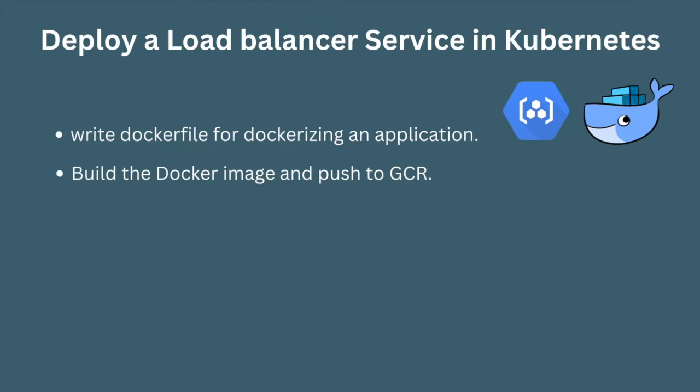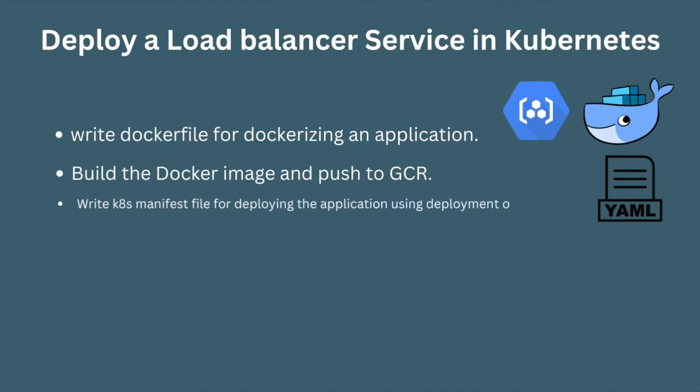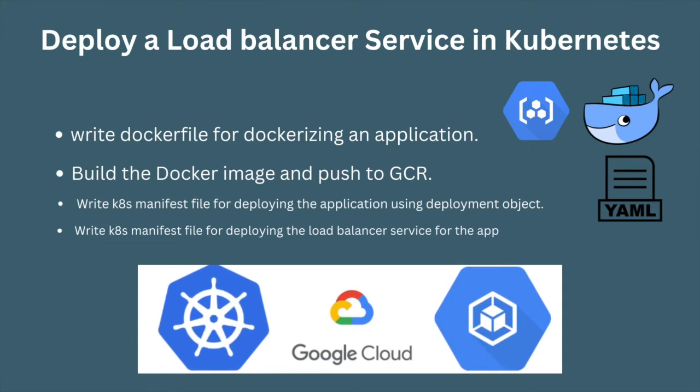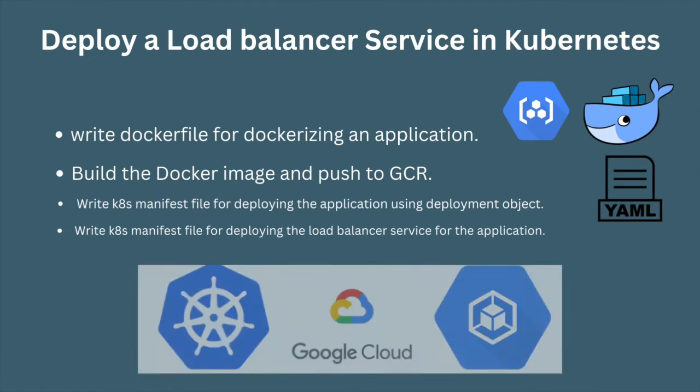We will write a Kubernetes manifest file for deploying the application using a deployment object, and we will write a Kubernetes manifest file for deploying the load balancer service for the application. So let's get started.